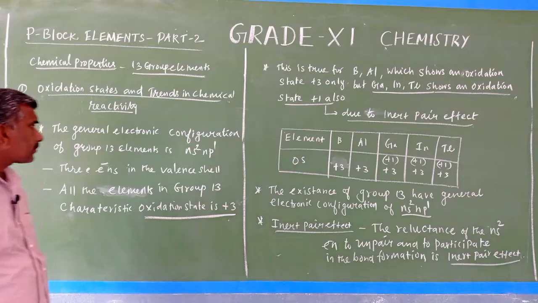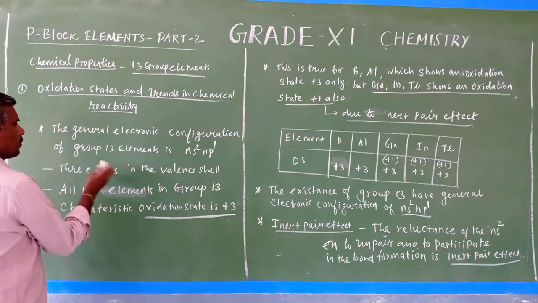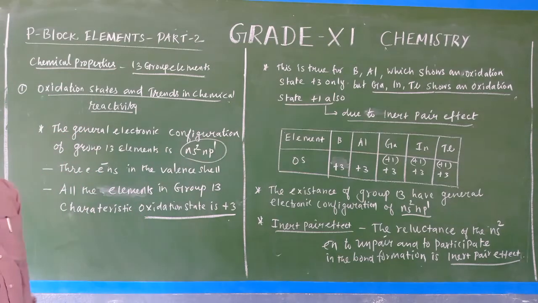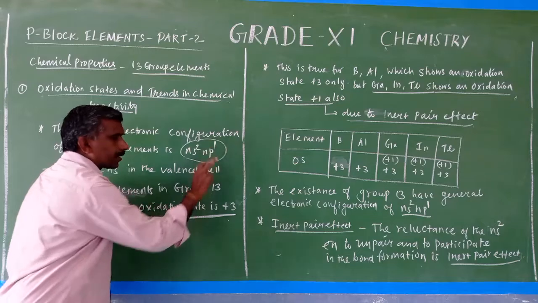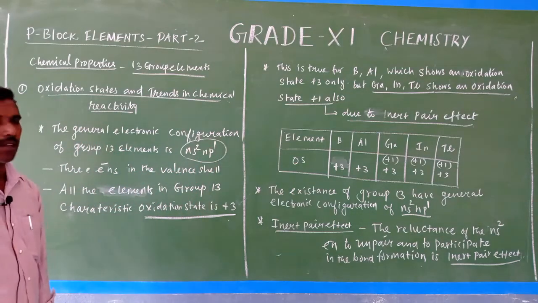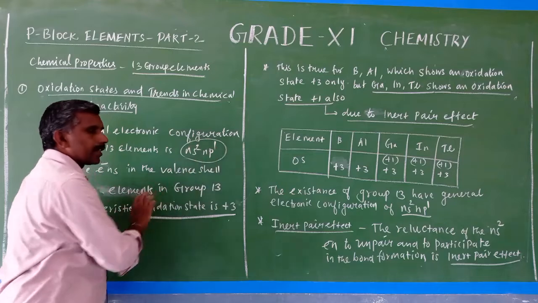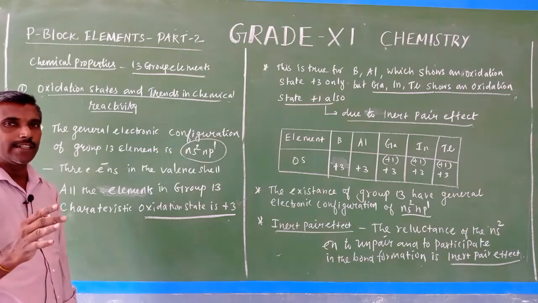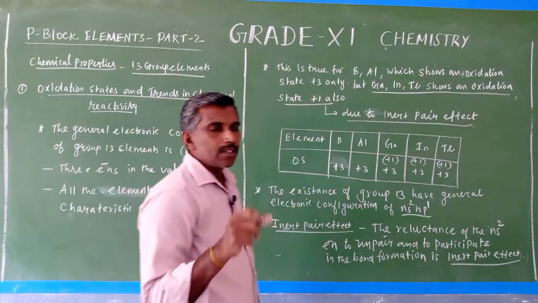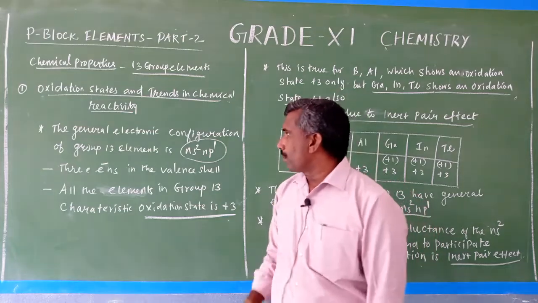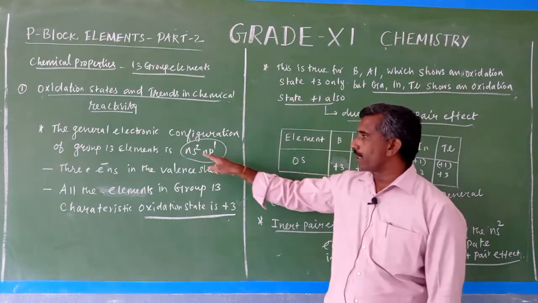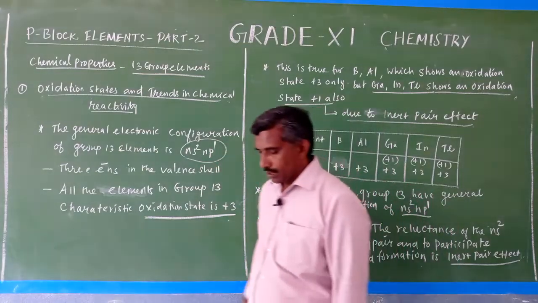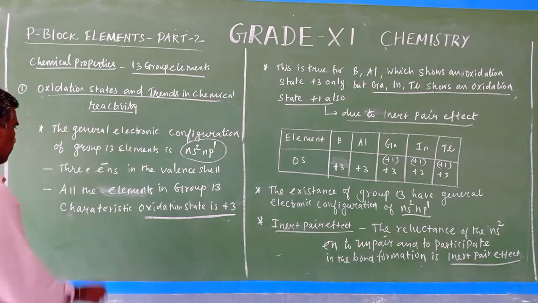Now, the general electronic configuration of group 13 elements. What is this? ns2 np1. So these 3 electrons participate in bond formation. The 3 valence electrons are easier to remove, so the general oxidation state of group 13 is plus 3. Reason? The outermost electronic configuration is ns2 np1, and the 3 electrons are lost, so the oxidation state is plus 3.